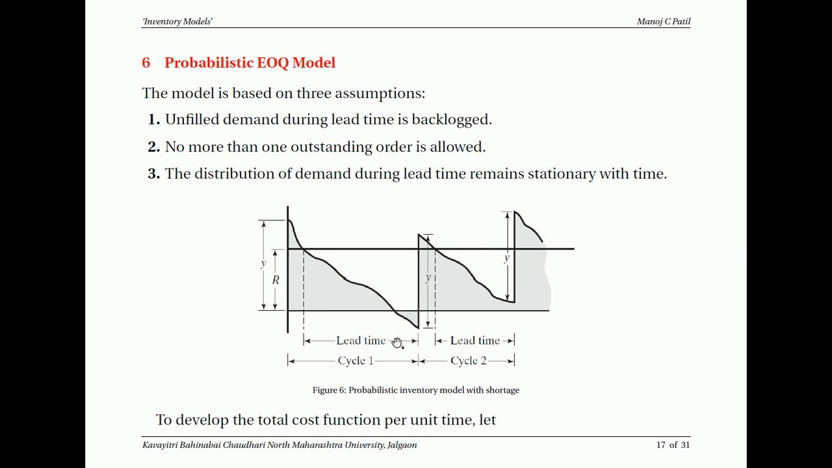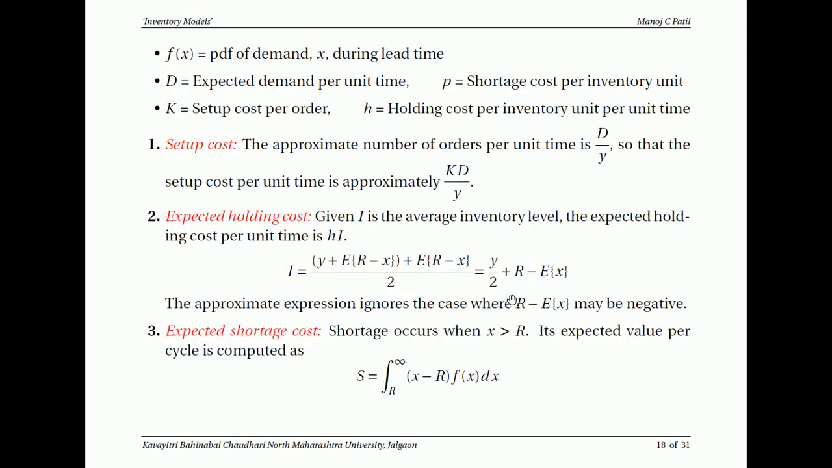But here there is a small change. We have to add this quantity R minus expected X. What is expected X? Expected X is the demand during the lead time. Okay, if that random demand X is greater than R, then this quantity goes negative, and if it is less than R, then it is a positive quantity. Okay, so on average the expected holding cost can be calculated by h multiplied by I, where I is equal to Y by 2, which is fixed as in the deterministic case, plus R minus expected X.